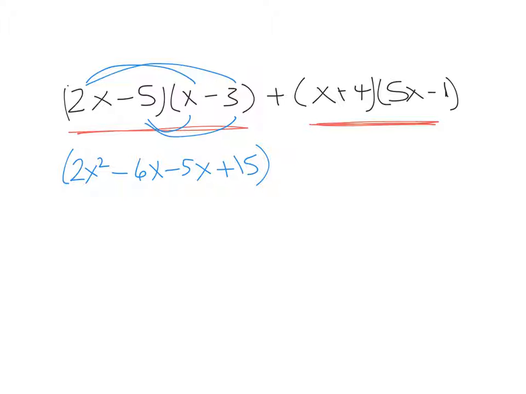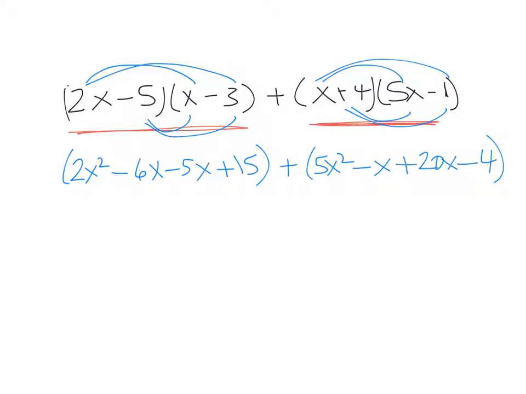Okay, and see, I just put brackets around it because it's my answer. Okay, it's my answer to that multiplication. I put it just kind of in brackets. And then I do the same thing with the next set. So I go plus, and I do the same thing with this set. So it's 5x squared minus x plus 20x minus 4.